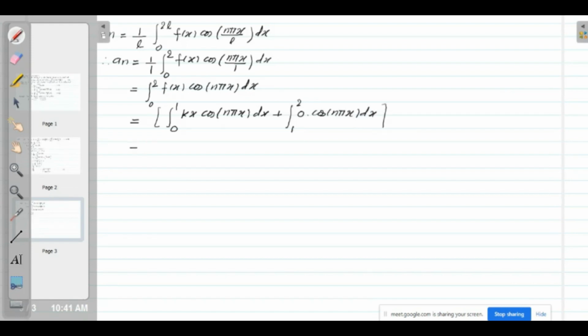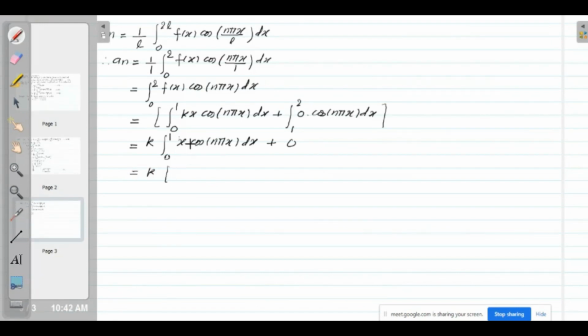Just close the bracket. Now just integrate this. k is constant, I'm taking it outside. Integration of limit 0 to 1, taking k outside, so this is x cos n pi x dx, and this other term will be 0. Just integrate this. This is k.